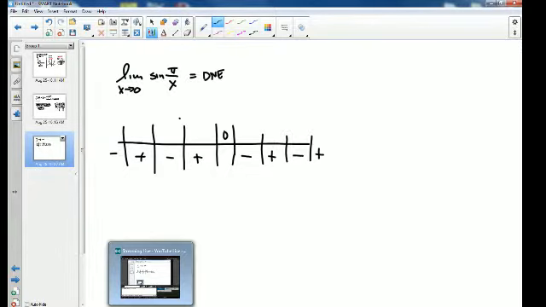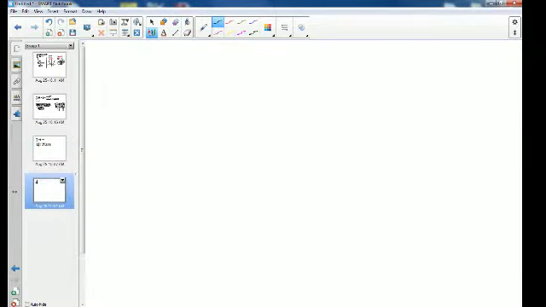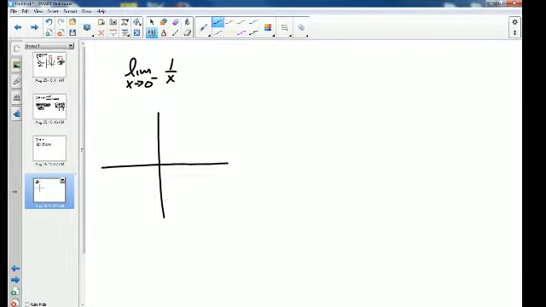Okay, how about this one? I want to be quick because we're running out of time. Do you remember what the graph of that looks like? It's a rational function. Yeah, so you have two different lines. Looks like this. Okay. So the limit as x approaches 0 from the left. This has no two-sided limit, first of all, right? But we can do left and right limits.